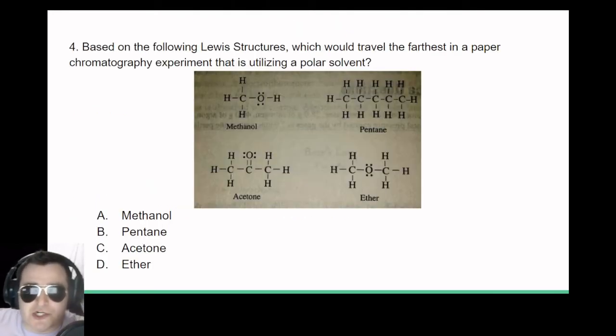Based on the following Lewis structures, which would travel the furthest in a paper chromatography experiment that is utilizing a polar solvent? And of course, we got these pictures here taken from a lovely iPhone snapshot from my phone.